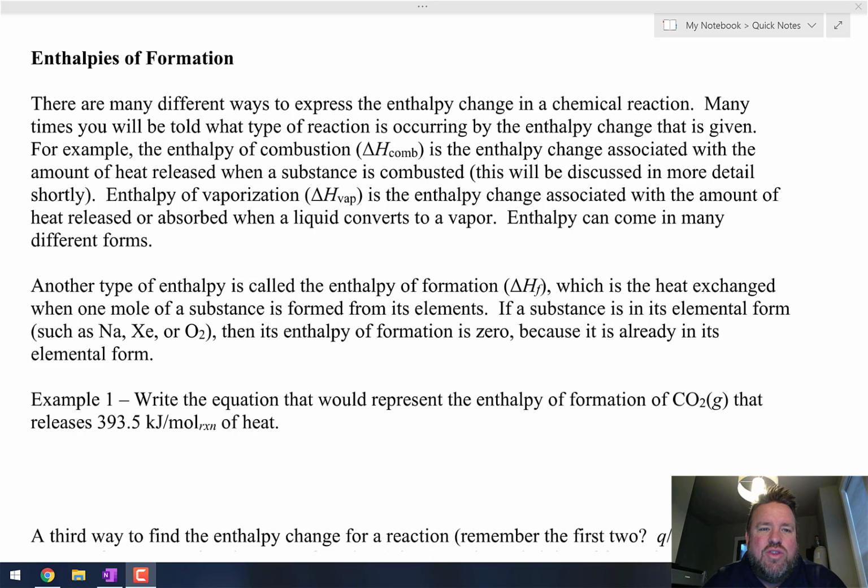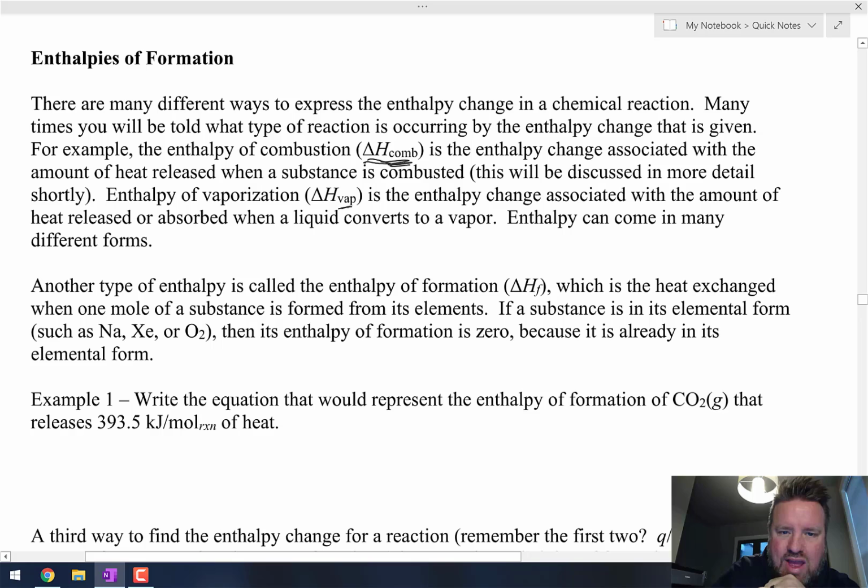Today's video deals with something that's referred to as enthalpies of formation. When an enthalpy change happens in a chemical reaction, sometimes they will give you some additional information about the type of reaction that's happened. And again, that's not to mess with you, it is actually to help you a little bit. So sometimes you'll see things like this where it says delta H and then COMB, where basically all that they're saying is that's the enthalpy change that happens when this combustion reaction happens.